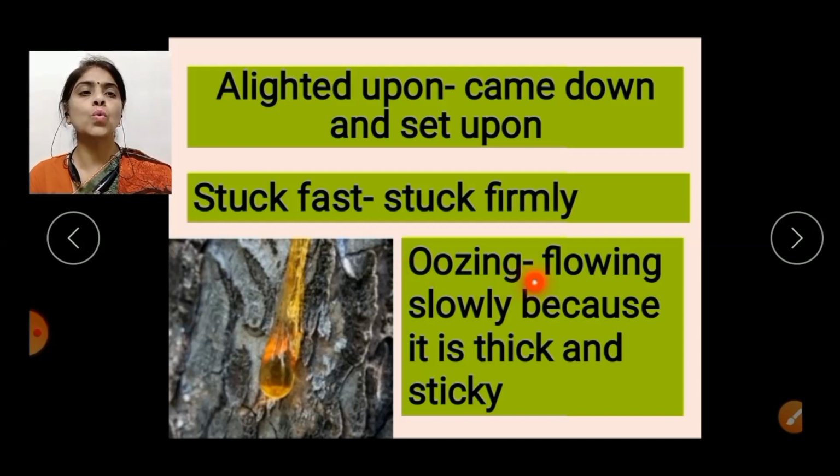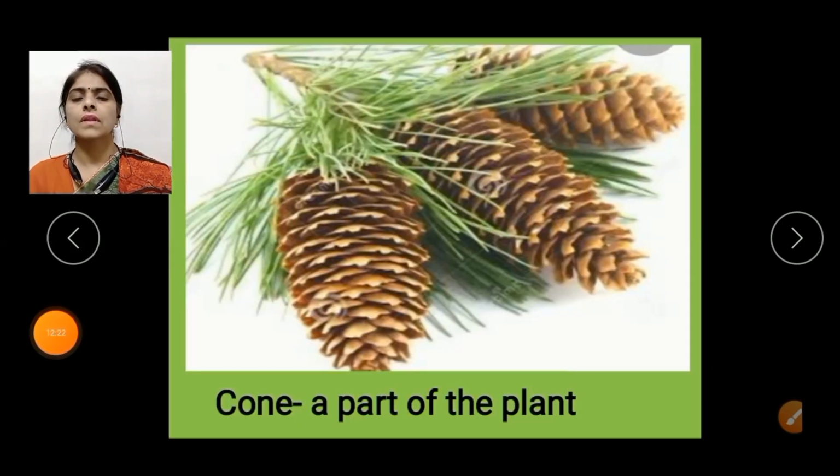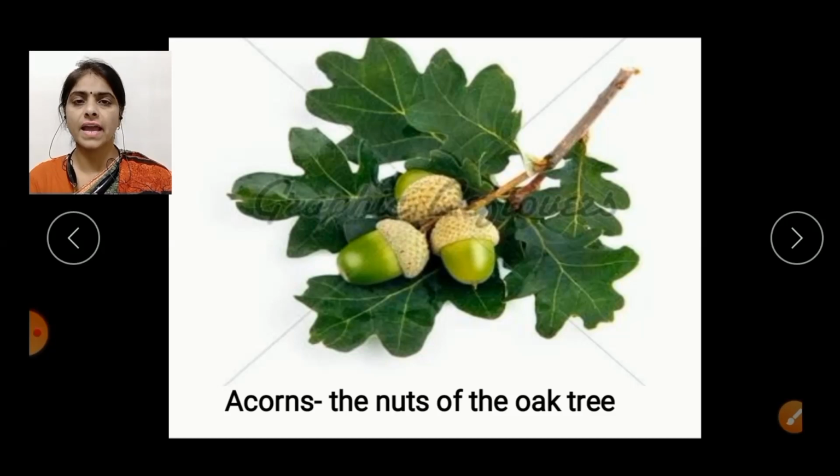After that, oozing. Oozing means flowing slowly because it is thick and sticky. In this picture you can see the gum is flowing down and as it is thick and sticky, it is flowing down very slowly. Next is cone. Cone is a part of the plant. Next is acorns. Acorns are the nuts of the oak tree. Here in this picture you can see these are acorns.